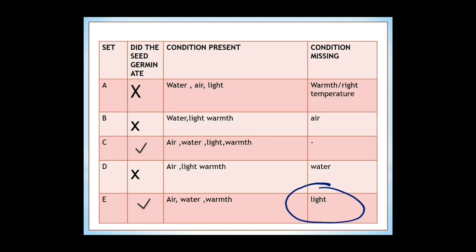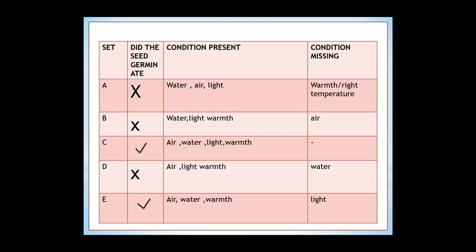Light is only needed when the complete shoot system of the plant develops, and during photosynthesis light is very important for the plants. Anyhow, light is not a necessary factor for germination of seed.